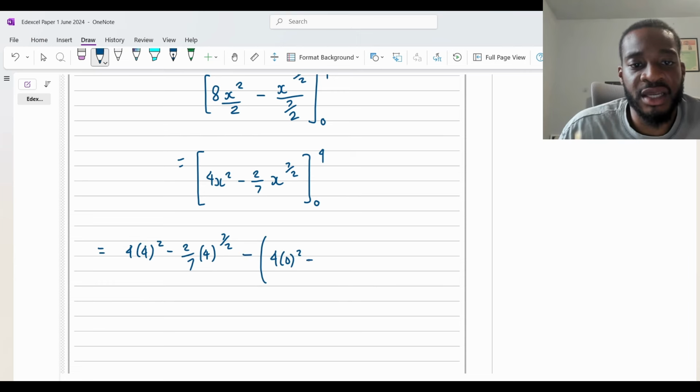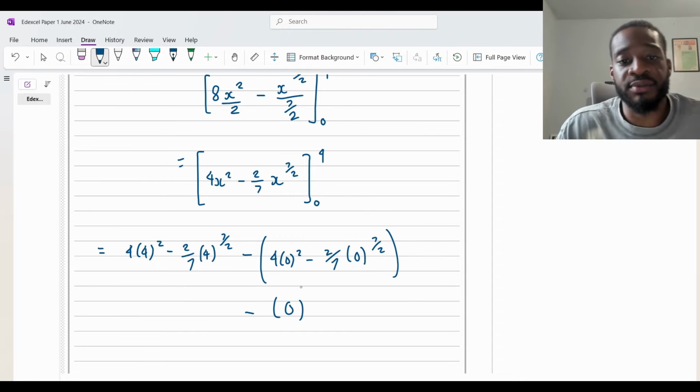But I'll just put it in like that anyway. 2 over 7 and then 0 to the 7 over 2, like that. Yeah, that's fine. So I know for sure that that is 0, isn't it? Right? Don't even need to put it in the calculator. Putting that into the calculator, let me do that.